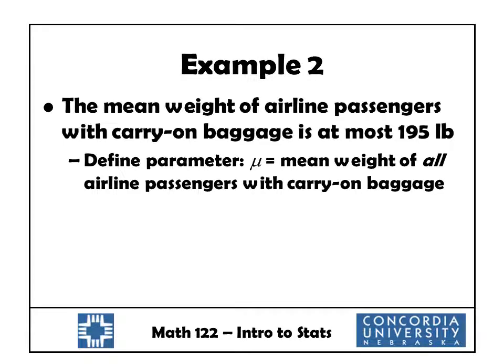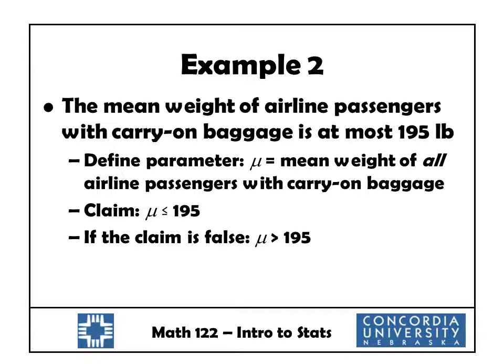We're making a claim about a population mean, and the mean we're making a claim about is the mean weight of all airline passengers with carry-on baggage. And again, we stress the word all there because it's a claim about the population of all airline passengers, not just a few in a sample. There's our parameter. Now our claim in mathematical notation is that mu is less than or equal to 195, because at most means it's less than 195 or could be equal.